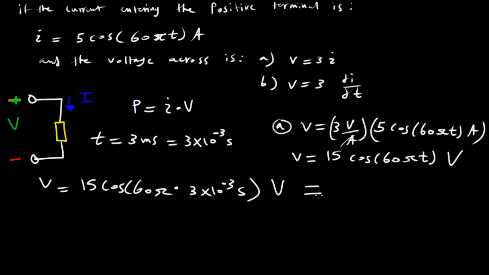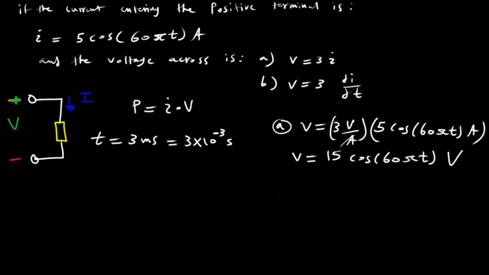So it's 60 pi times 3 e to the negative 3. What am I going to get here? Actually, I'm going to keep the answer in symbolic form and not plug in numbers, and do that at the end to make things simpler. So we found the voltage, and let's keep it in that particular form.